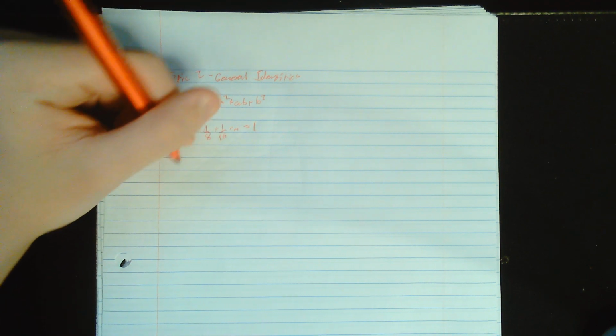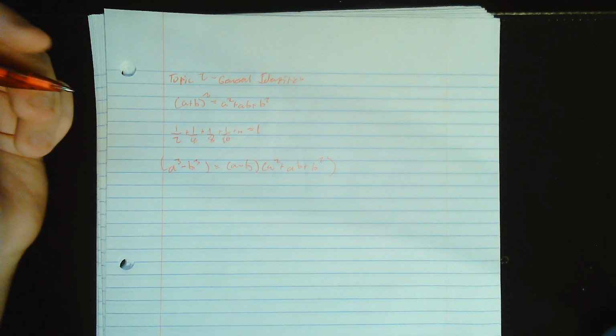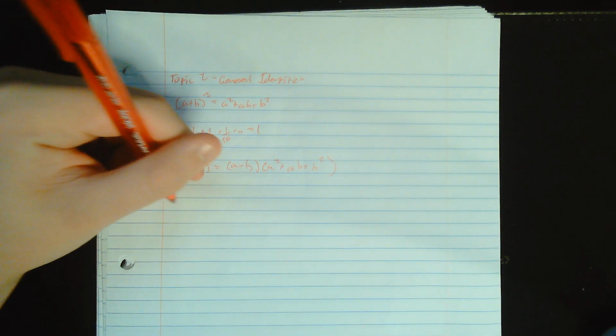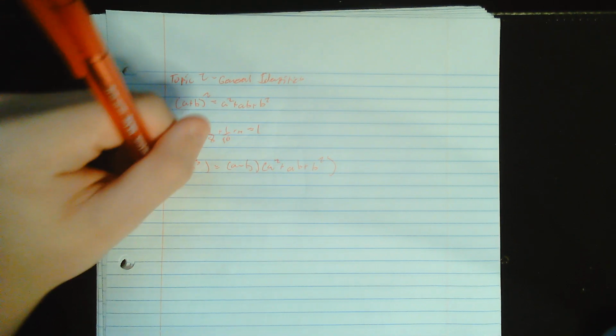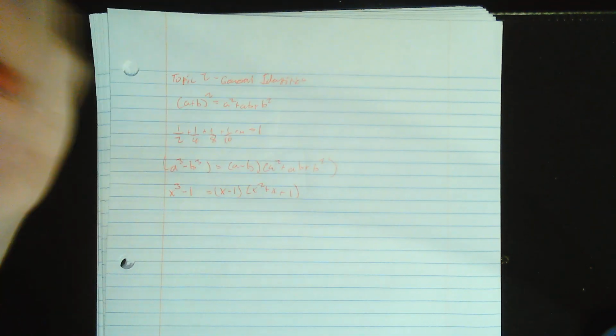Another example we can do, and this applies into our application, is a cubed minus b cubed, which is pretty similar to this in the form that it takes the form of a minus b, a squared plus ab plus b squared. Like that. Now this ties into our application, because as such, if we replace a with x and b with 1, we get x cubed minus 1 is equal to x minus 1, x squared plus x plus 1.